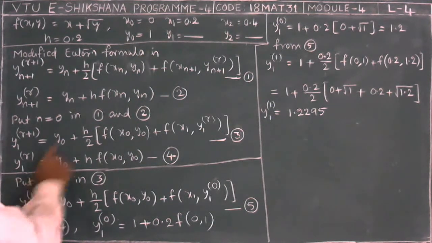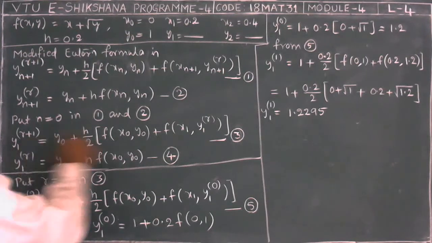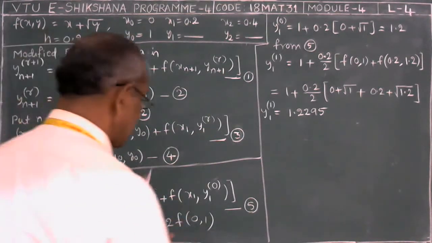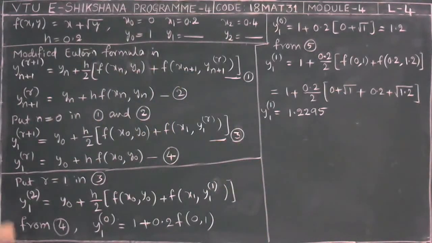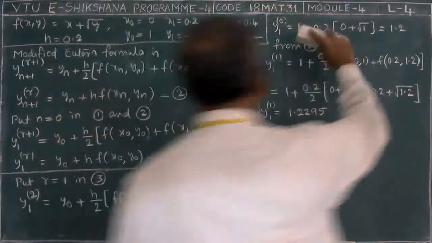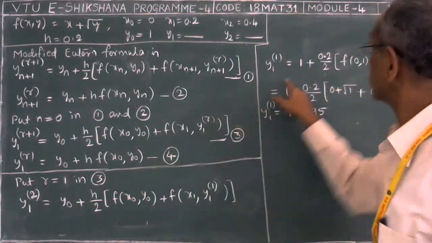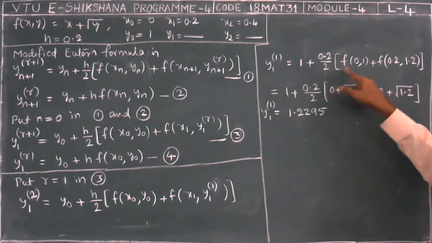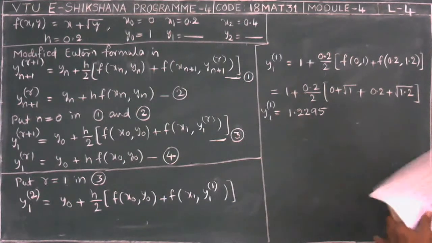So what happens? When r is equal to 1 in 3, you get y1 2. y1 2 is equal to, we are only changing the r, so y0 plus h by 2, everything same, so you get y1 1. Okay. Now apply the definition for y1 2. So y1 2 will be y0 is 1, h by 2, 0.2 by 2, into f of x0 comma y0, 0 comma 1, plus f of 0.2 comma y1 1, which is 1.2295.